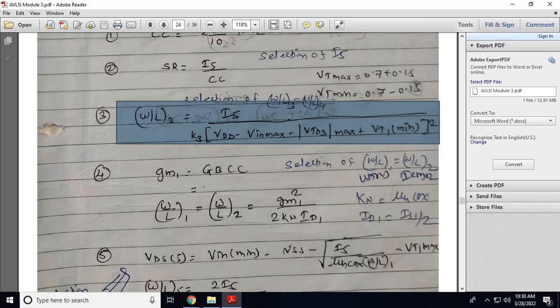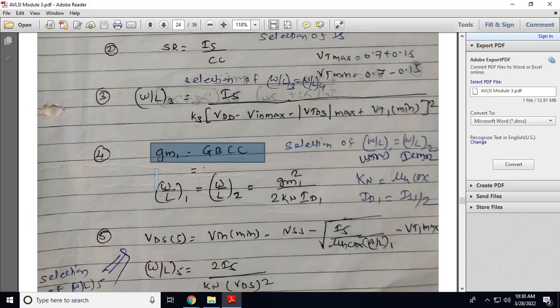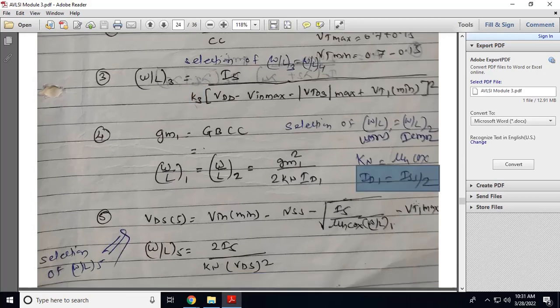Now the selection of size of 1 and size of 2. GM1 is equal to gain bandwidth times Cc. So size of 1 and size of 2 is equal to GM1 squared, that is the transconductance squared, divided by 2 Kn ID1. Now Kn is μnCox because this is an NMOS. This is μpCox, K3. ID1 is equal to I5 divided by 2, or ISS by 2.